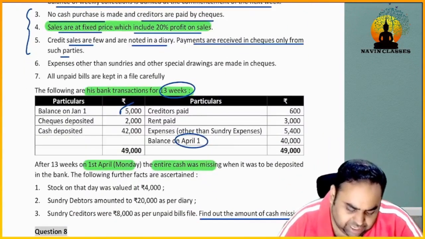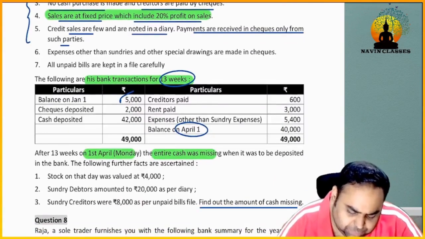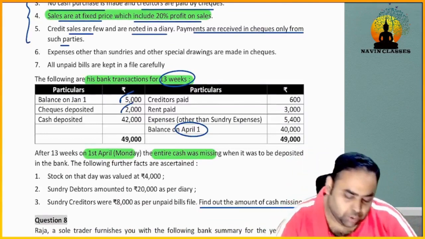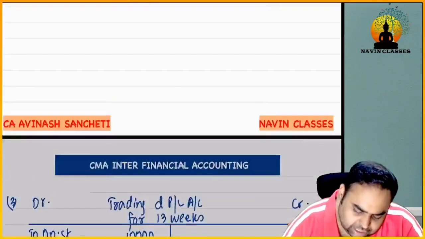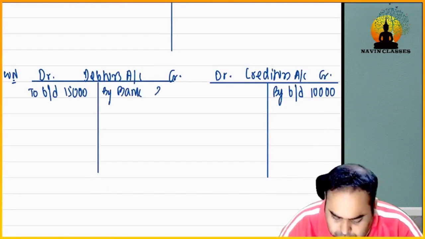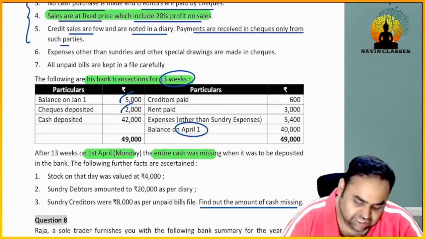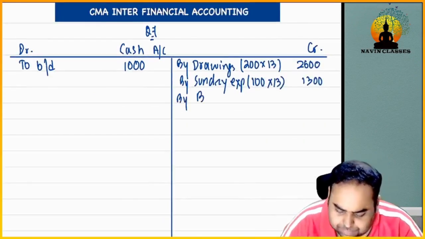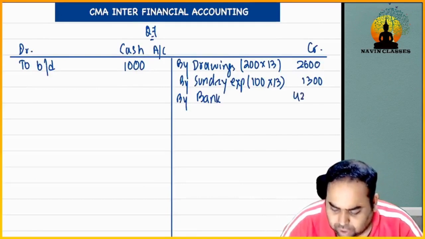In the banking transaction, opening balance is 5,000 and check deposited 2,000. This check must have been received from a customer, and if so, it will go into the debtor account. By bank, 2,000. 42,000 cash deposited, by bank. I deposited cash into the bank, 42,000.